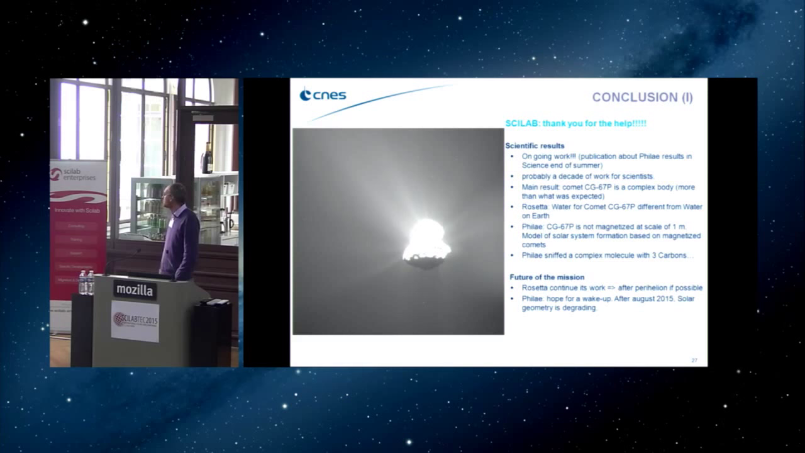So the future is the following: Rosetta continues its work. In August, it will be at the shortest distance from the Sun. So there will be a maximum of outgassing. So it's very important to continue to observe the comet because it's an active surface. You see on this picture, there is this small jet appearing. So you have something dynamic.